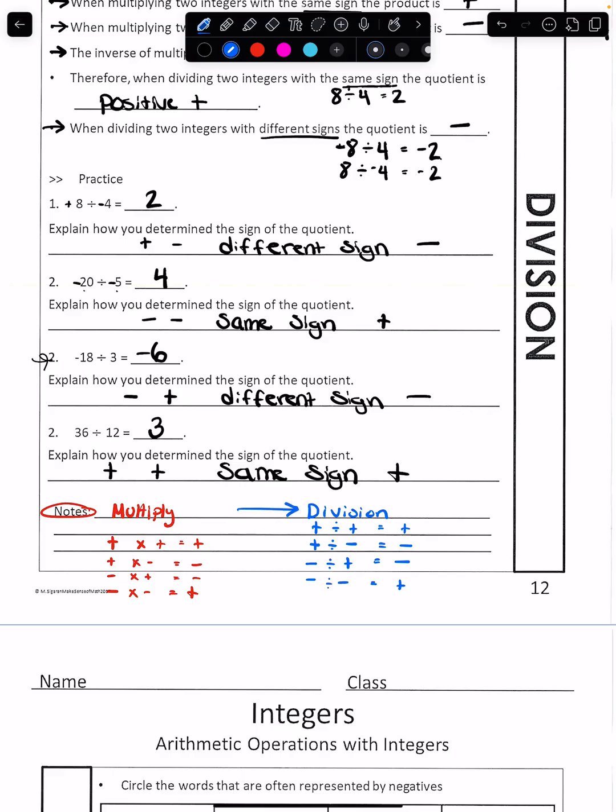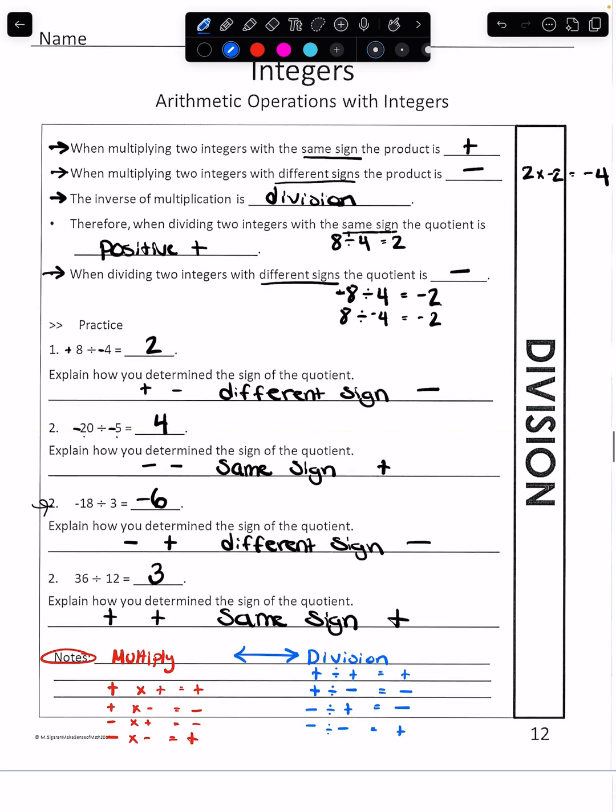So these rules are actually the same. If you have the same sign, positive, positive, negative, negative, they all equal positive. But if you have two different signs, negative and positive, positive and negative, you'll get a negative. All right, so these are all for your notes.